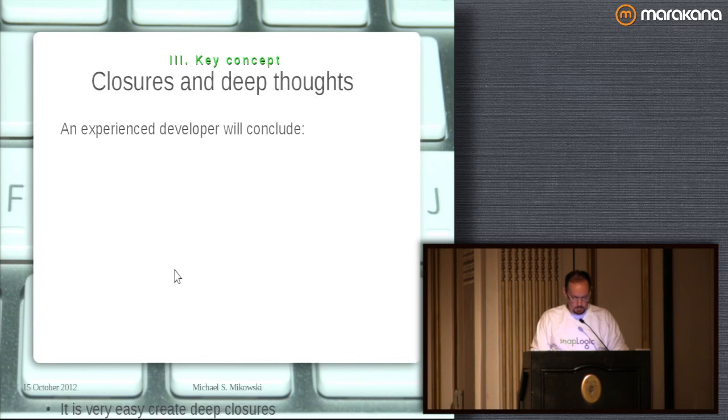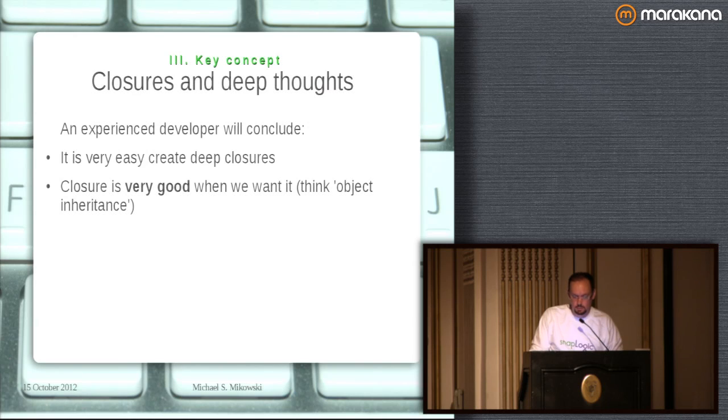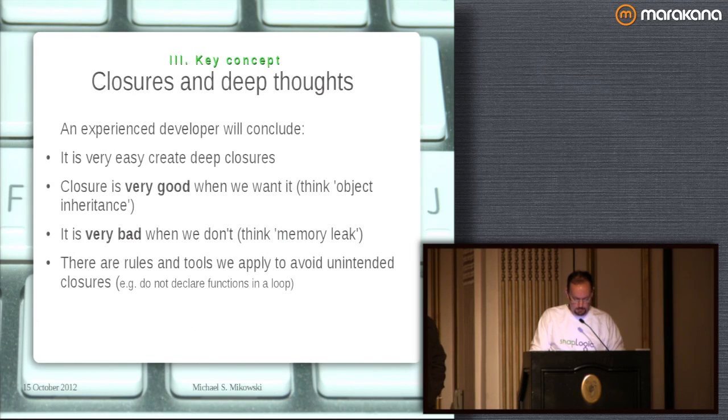So a couple deep thoughts about closures. It's very easy to create deep closures. This is one reason why, as a general rule, you should try to avoid nesting functions as much as possible. If you think about it, a lot of your nested functions you don't need to nest. Closure is very good when you want it. Think object inheritance, and it's very bad when you don't, the aforementioned memory leak.